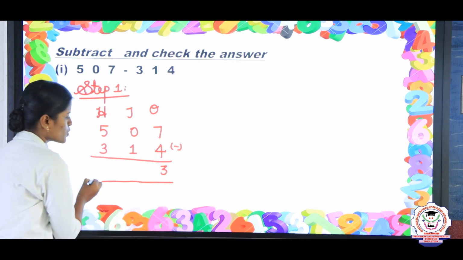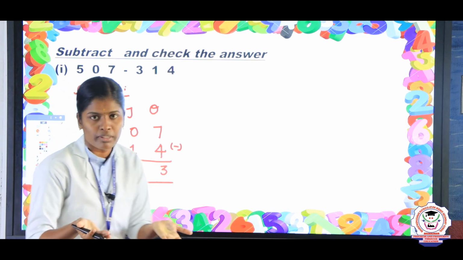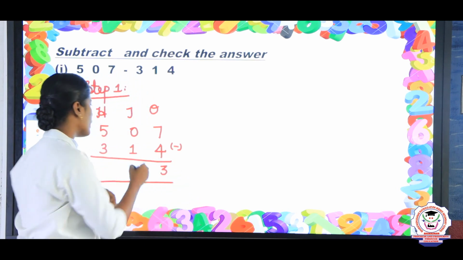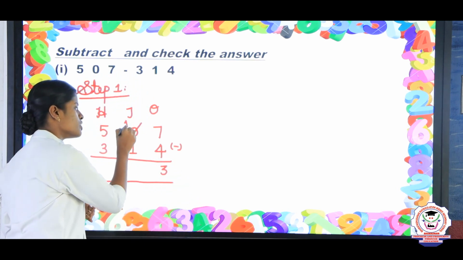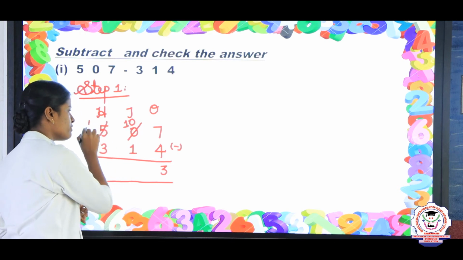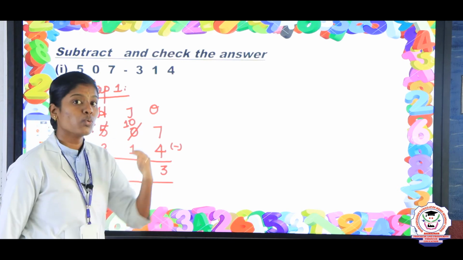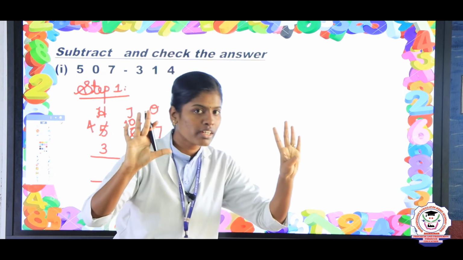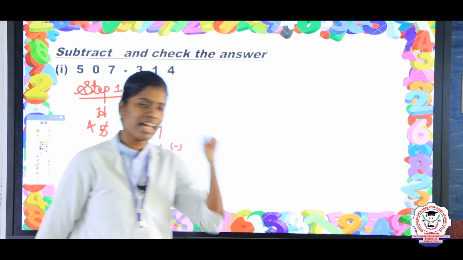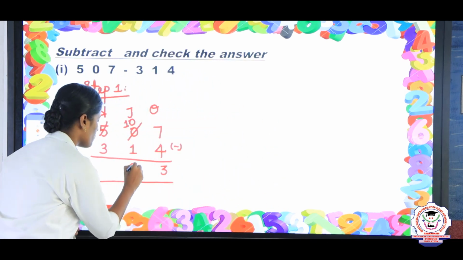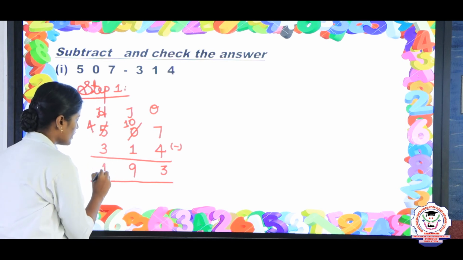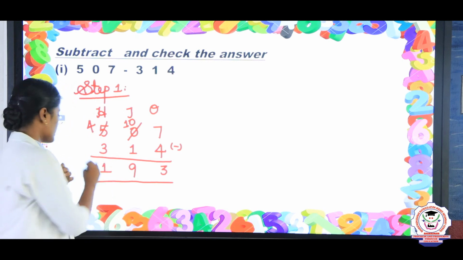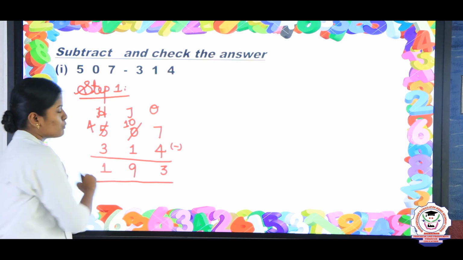Now, 0 minus 1 is not possible. So, you are going to borrow from the number before. 0 will change into 10, 5 will change into 4. Now, what is the answer? 10 minus 1? We have 9 on the fingers. So, the answer is 9. Next, take 4 minus 3, the answer is 1. Now, listen here, we are going to do step 2.